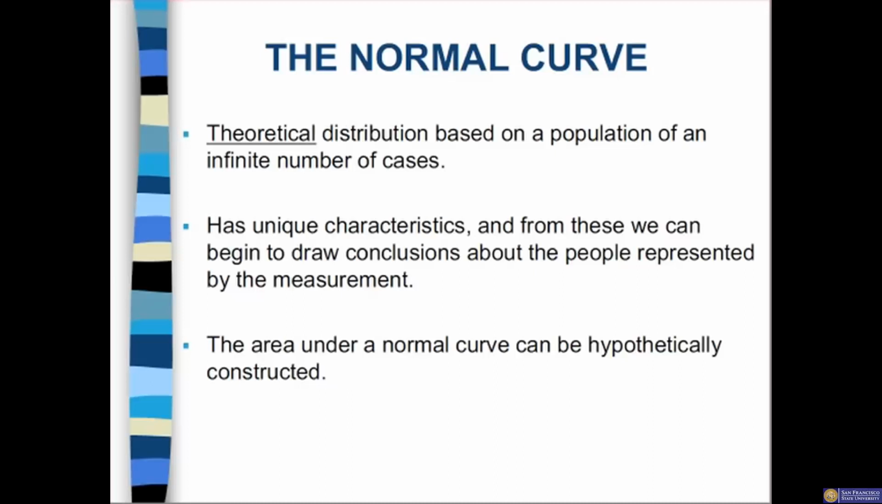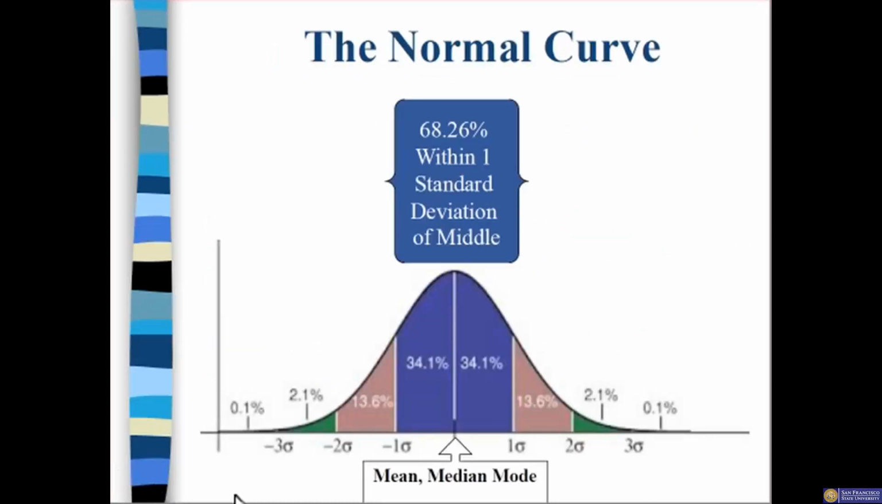It has very unique characteristics, and from these we can begin to draw conclusions about the people that are represented in our measurement. And so we use this normal curve as kind of our pillar of statistics, of our theory and our hypothesis testing. In terms of the normal curve, I have listed here a graph where you'll see the middle point. This will be the mean. Often it will be the median, or hopefully in a true normal curve, it's also the mode.